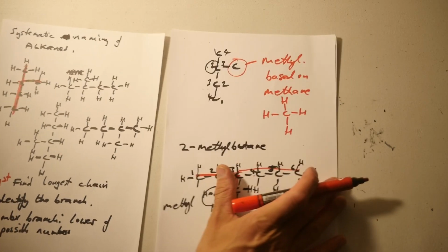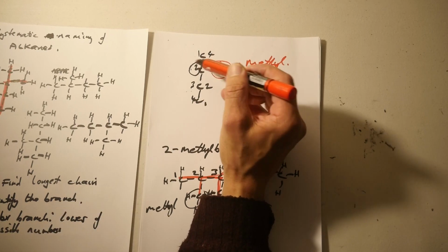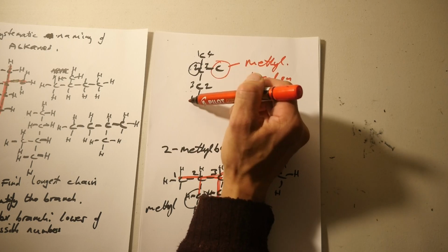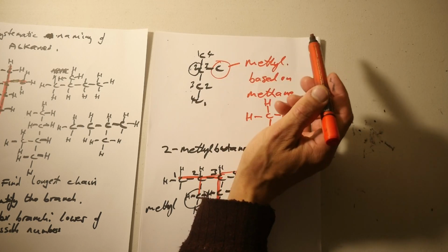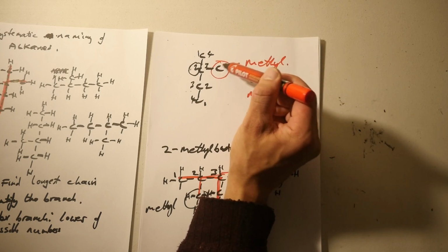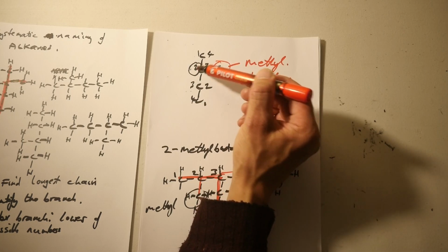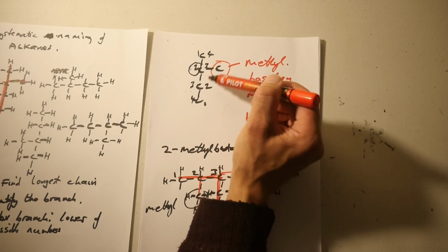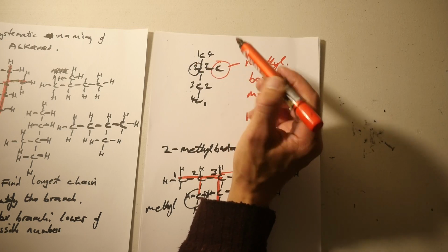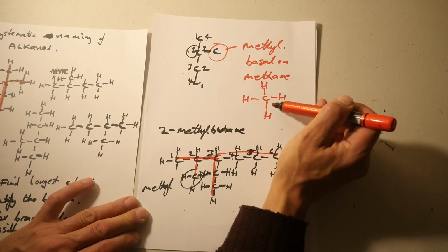So I draw it simplistically like this, so I've not put the hydrogens in. You can either go 1, 2, 3, 4, or you can go from the other end, 1, 2, 3, 4, okay? In order to make the numbering lowest, you want to have the branch on the lower number, so you go 1, 2, 3, 4, so the methyl group is attached to the second carbon. When you're naming, you want to keep the number lower rather than have it, say, attached to the third carbon, okay? So this is a methyl, which is based on methane.